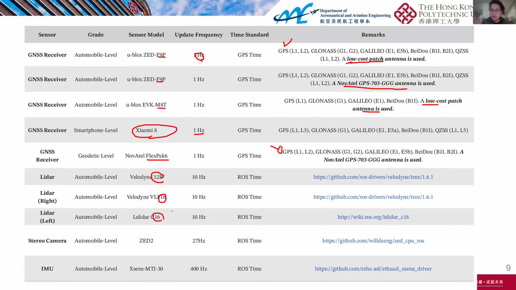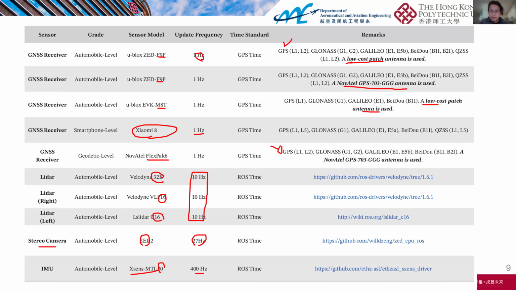You can see I already showed you the two slanted ones on the sides, and also the one on the top. It comes at 10 Hz. For the stereo camera, we're using the ZED, coming out at 27 Hz. For the IMU, an Xsens MTi-30 coming at 400 Hz, which is a fairly automobile-level IMU. Right, so that's the sensors that we provide.